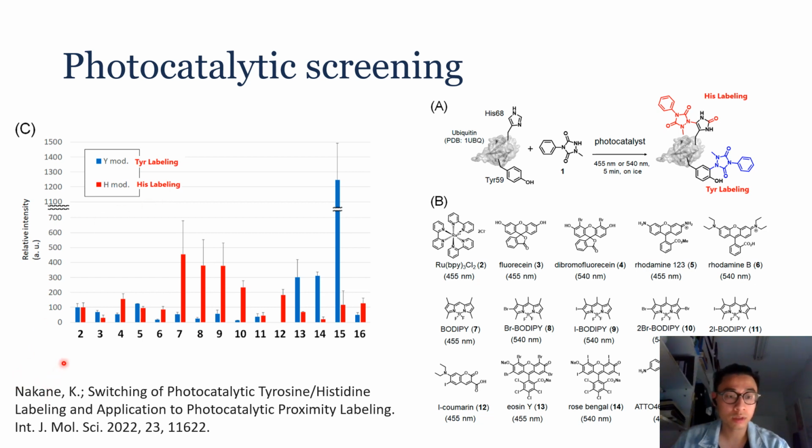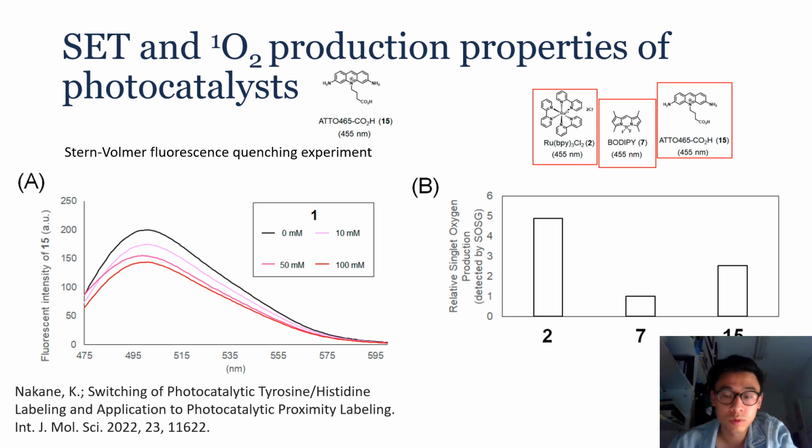There are three compounds that are very special: number 2, number 7, and number 15. Number 2 has almost the same histidine and tyrosine labeling, number 7 has much more histidine than tyrosine, and number 15 has even more tyrosine labeling. For a double check, the author wants to check if these compounds actually label through the single electron transfer and the singlet oxygen pathway.